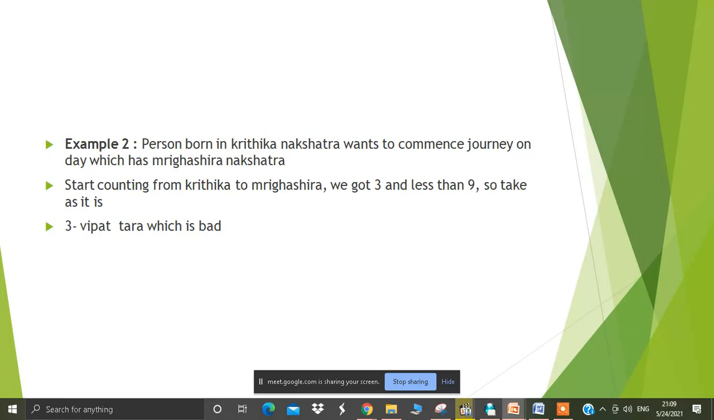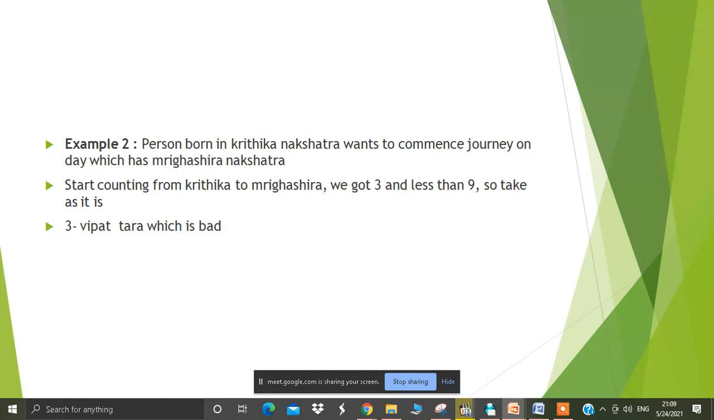But with respect to persons, a Kritika who is making friendship with Mrigashira, for him Mrigashira is 3. But if you count from Mrigashira to Kritika, Kritika will be the 8th nakshatra, Mitratara. So unknowingly this Kritika will show a lot of love for Mrigashira or Chitta or Dhanishta. But Chitta, Dhanishta or Mrigashira will not give that in return to Kritika.